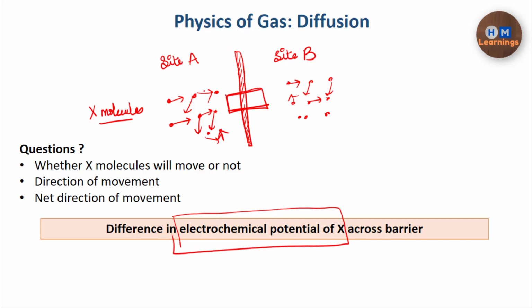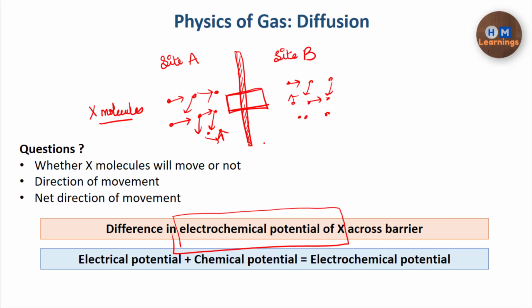Electrochemical potential has two components, electrical potential and chemical potential. Electrical potential applies if your X is charged, it could be a cation, it could be an anion. And chemical potential is the concentration of X at side A and concentration of X at side B. These factors are going to decide whether the X molecules will move or not.